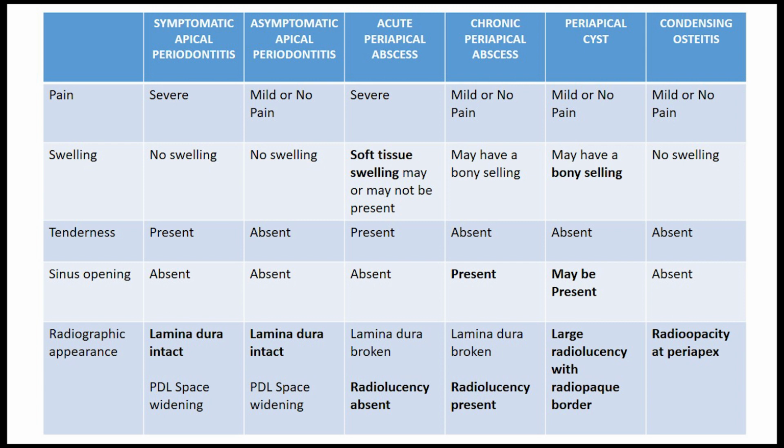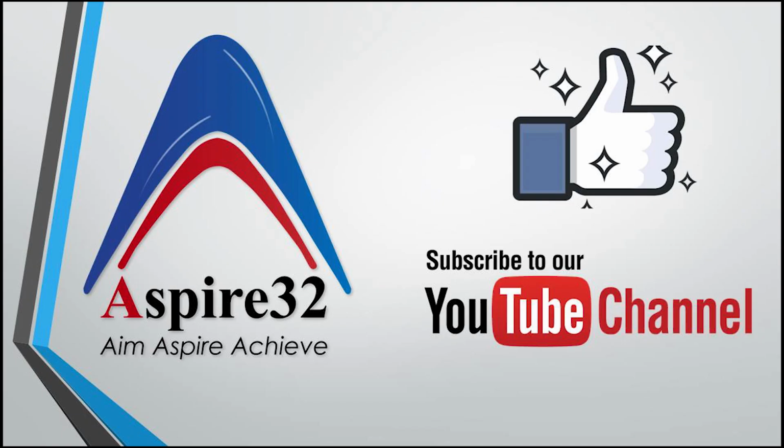Radiographically, the most important point is the lamina dura, which is intact in apical periodontitis but broken in acute periapical abscess. In acute periapical abscess, you won't have radiolucency, but you will find it in chronic periapical abscess. And the cyst is associated with a large radiolucency with radiopaque border. And in condensing osteitis, you will have the radio opacity at the periapex.